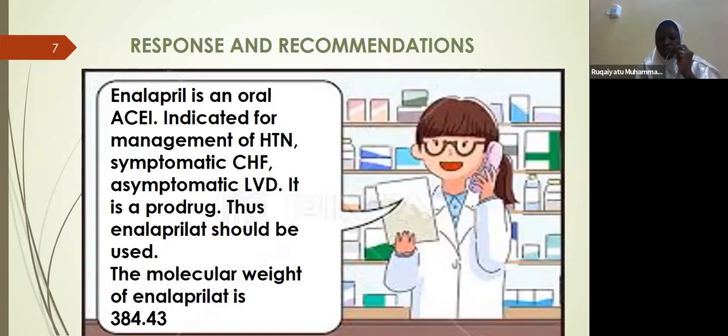So this case study shows us the importance of going beyond just the initial question, as simple as it might be, just the molecular weight. Imagine if we had given that of enalapril, of course, a complete waste of time and money.